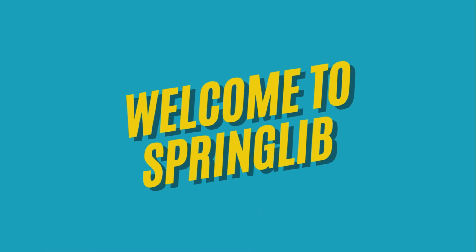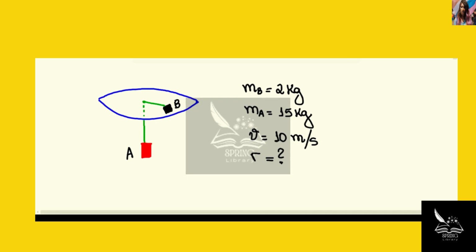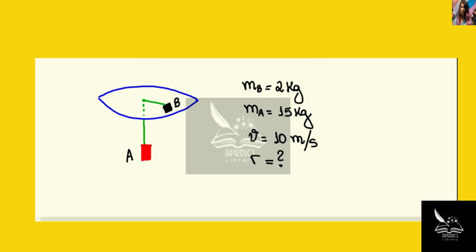Welcome to Spring Lib. In this exercise, we have two blocks, A and B, that are shown here in the figure. B rests on a table and has a mass of 2 kilograms, while block A is hanging from a cable and has a mass of 15 kilograms. And block A and B are connected by this green cable here.